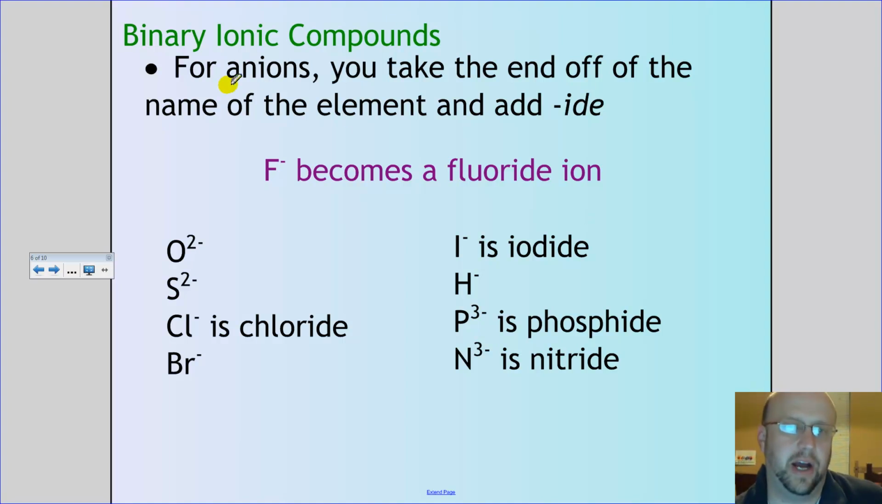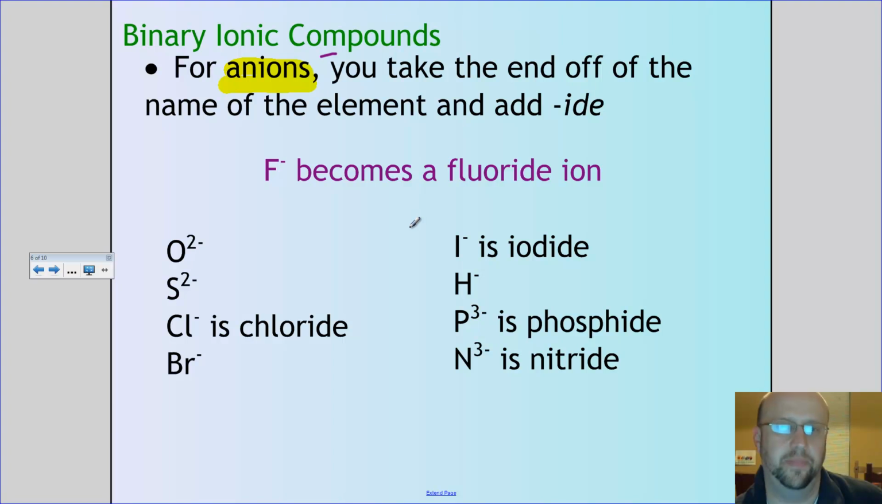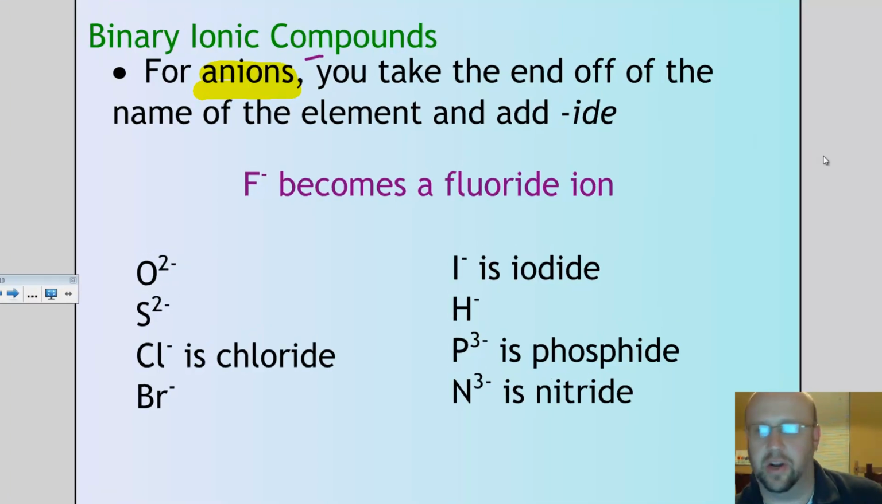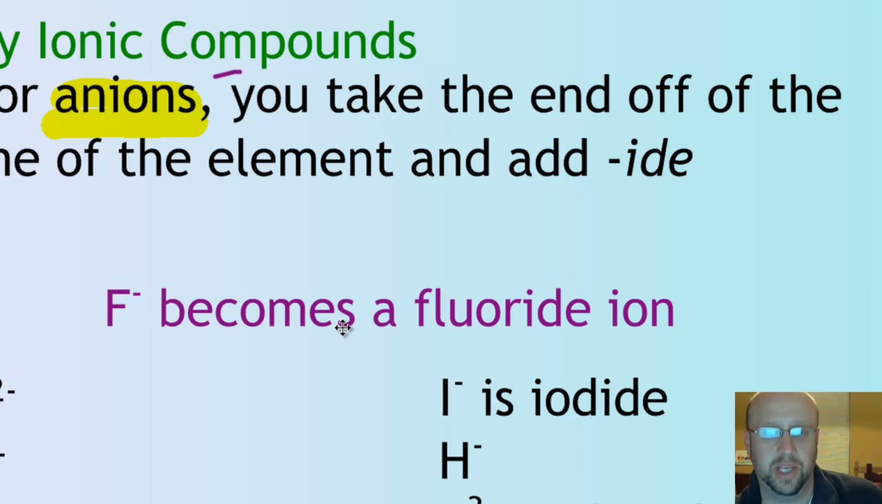For the anions, now remember, anions are things with a negative charge. You name them in somewhat the same way. You start off with what the element is, but you're going to lop off the end of the name and change it to -ide. The anions in ionic compounds, in binary compounds, always end in -ide. We'll see that when we do polyatomics, they're different.